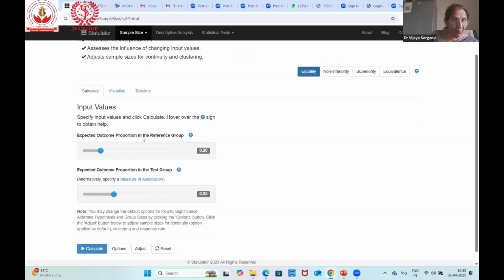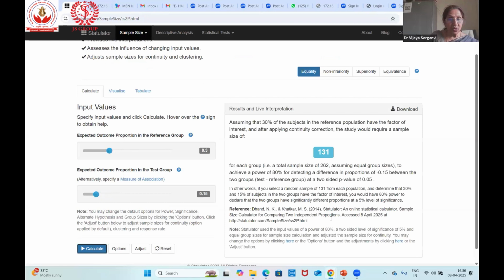For the expected outcome proportion in the reference group, we considered 0.30, no? So make it 30. Then the second group, among non-smokers, is 0.15. I adjusted it to 0.15. Then calculate. So 131 is the sample size for each group. So in total we get 262.